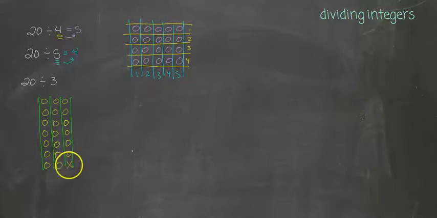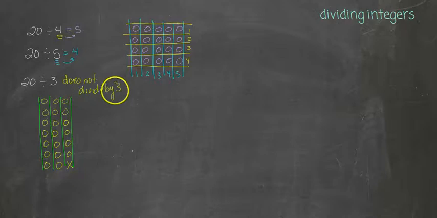I don't have an element in this last position, which means I really don't have 3 equally sized groups. So I can say that 20 does not divide by 3. Now I know you're there screaming, it does divide by 3, it's just a fraction or a decimal. So let me continue. It does not divide by 3 on the integers.